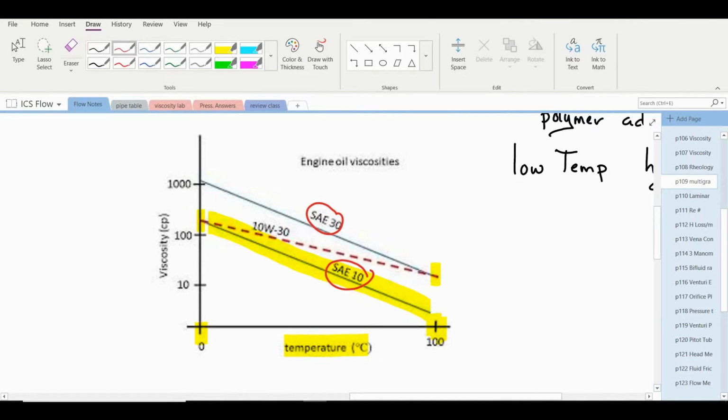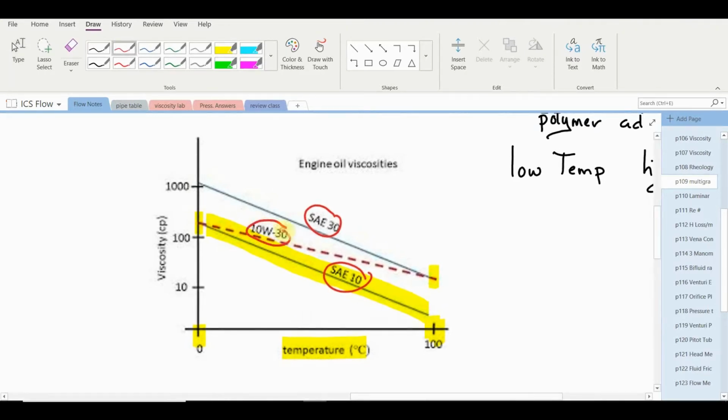Engineers have come up with what are called multigrade oils, such as 10W30. This is an oil that is thin at low temperatures, and although it does thin out a bit, it's not as thin as it otherwise would be at higher temperatures and gives better protection. So it's called 10W30. At cold temperatures, it performs as a 10 weight oil. At high temperatures, it performs as a 30 weight oil.